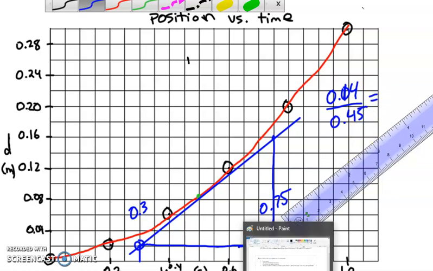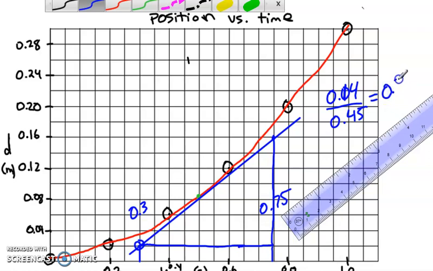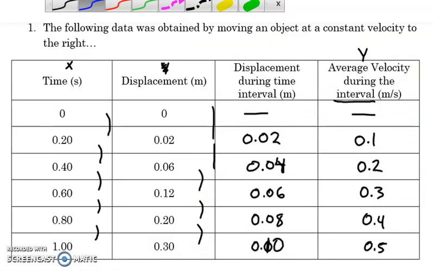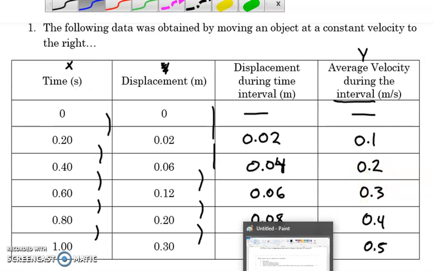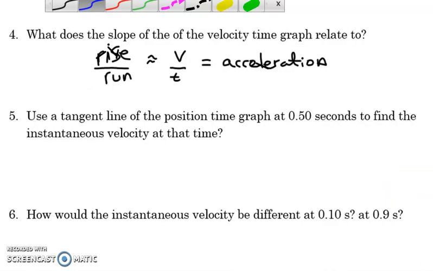When you calculate that, 0.14 divided by 0.45, you get an instantaneous velocity of 0.31 meters per second, which does fit in line with our data at 0.5 seconds. We should have somewhere in and around that neighborhood. I know that's not exact, but that is what we get. So, 0.31 meters per second.